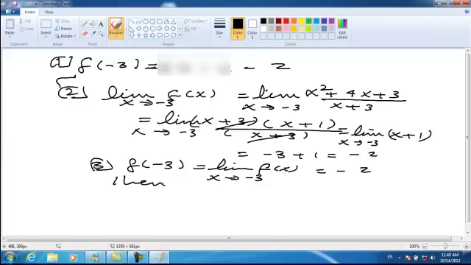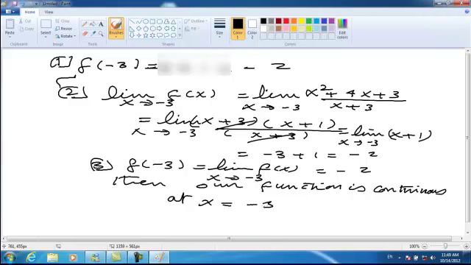Then our function is continuous at x equal minus 3.